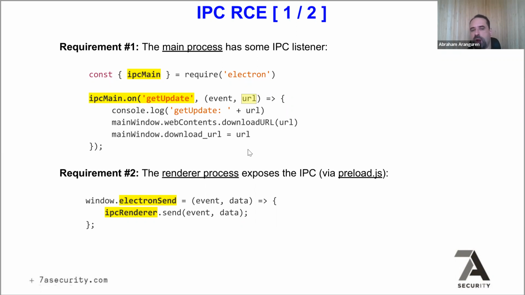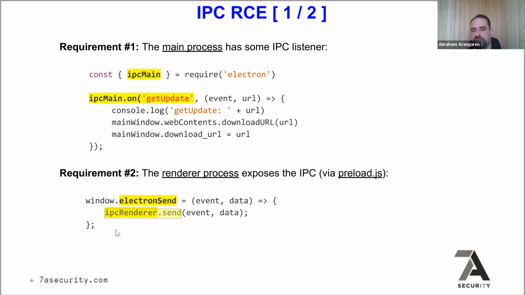And then the second requirement is that the renderer process needs to expose this IPC to the renderer, right? So sometimes developers do this with some wrapper function like this, like window.electron.send of event, data, and then this is calling an Electron API, right? So if node integration was disabled, on the preload script, you can still call Electron APIs. So if there's no context isolation, what developers sometimes do is window.electron.send event, data, and then this is just a wrapper of ipcRenderer.send.